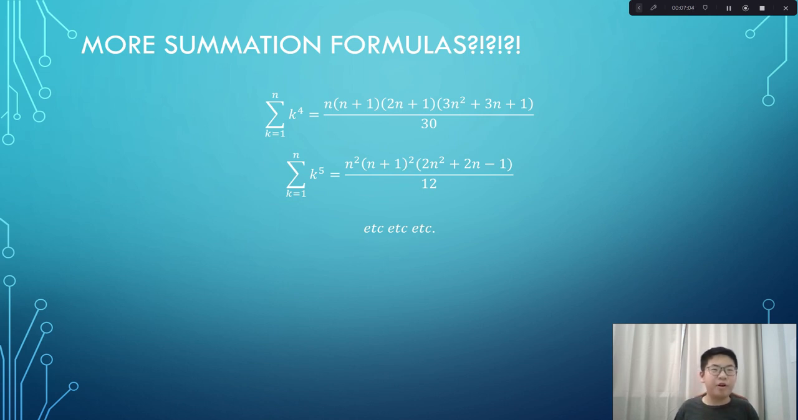And the k to the power of 4 result is actually one of my favorite mathematical formulas of all time, because there is a nice symmetry in it. 1, 1, 2, 3. And then the leading term of each bracket is 1, 1, 2, 3. And then over 30, which is 2 times 3 times 5.